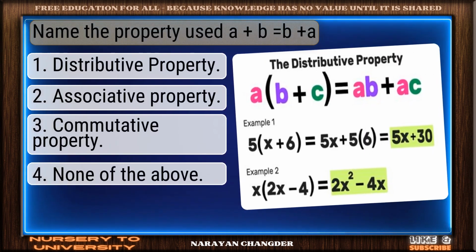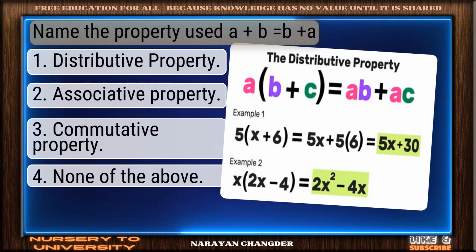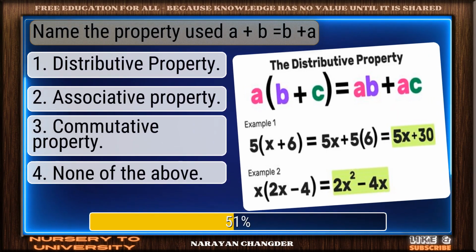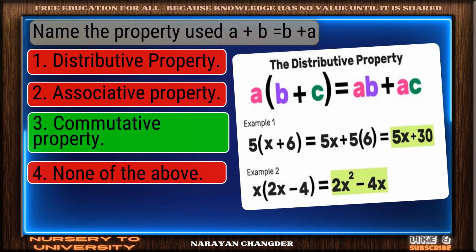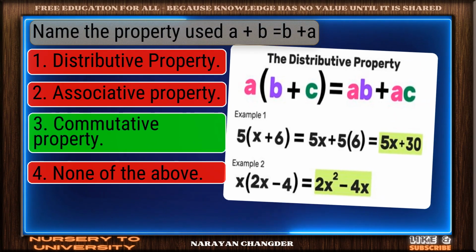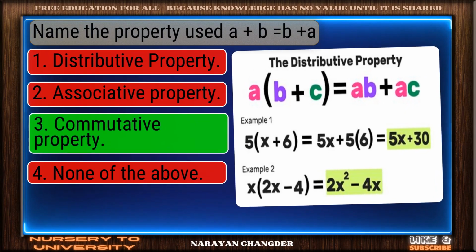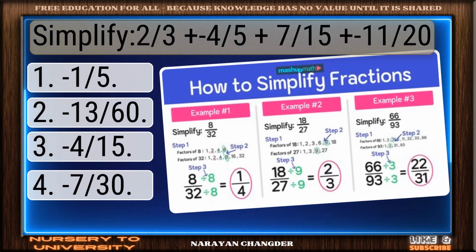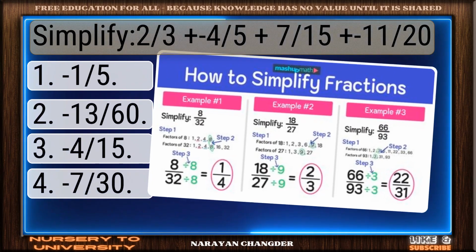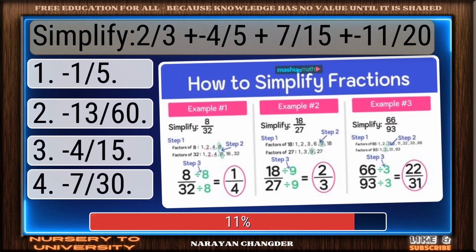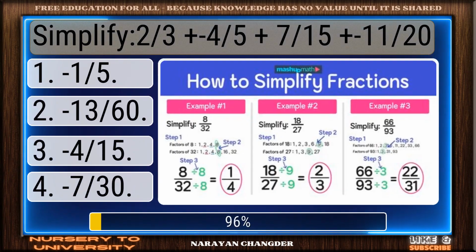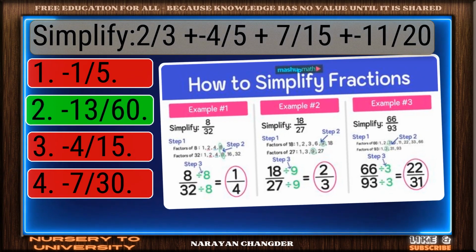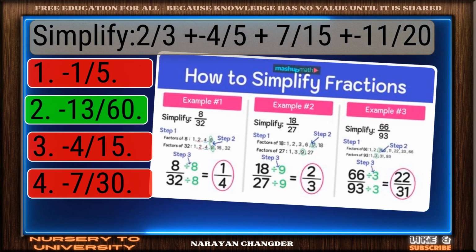Question number 95. Name the property used in a plus b equals b plus a. Clear logic. Your choice commutative property is sound and 100% true. Question number 96. Simplify 2/3, 5/6 plus 7/15 plus 11/20. Excellent. 13/60 is a brilliant choice.